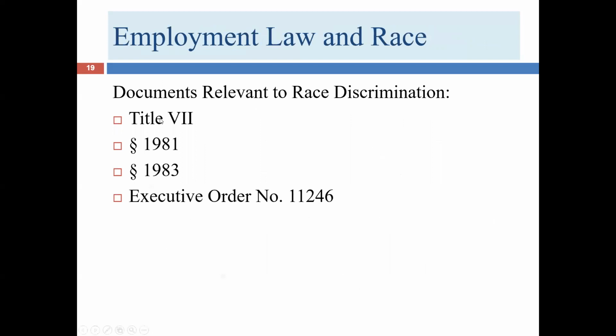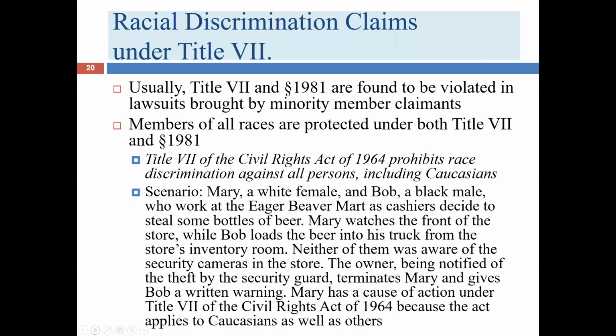So the statutes that we think about when we're talking about race would be Title VII of the Civil Rights Act of 1964. We also have Section 1981, Section 1983, and the Affirmative Action Executive Order. We've already said this before, but Title VII and also Section 1981 prohibit racial discrimination against all people, including Caucasians.